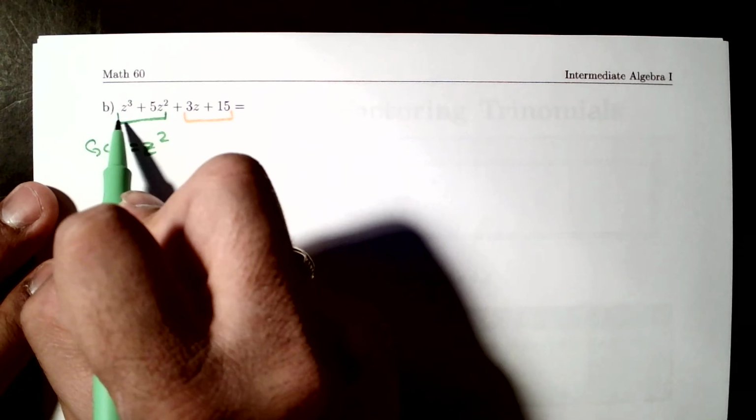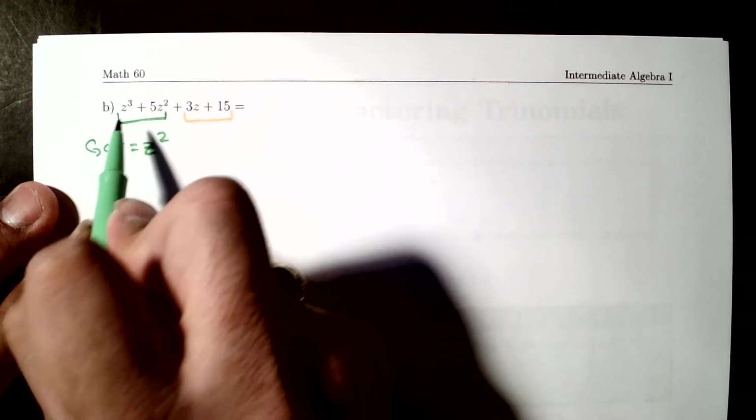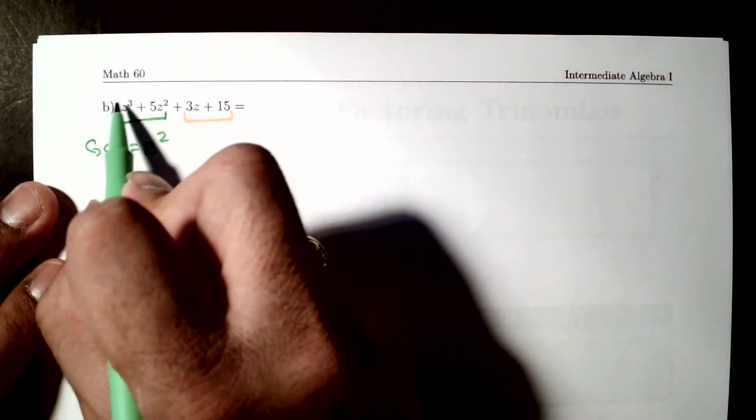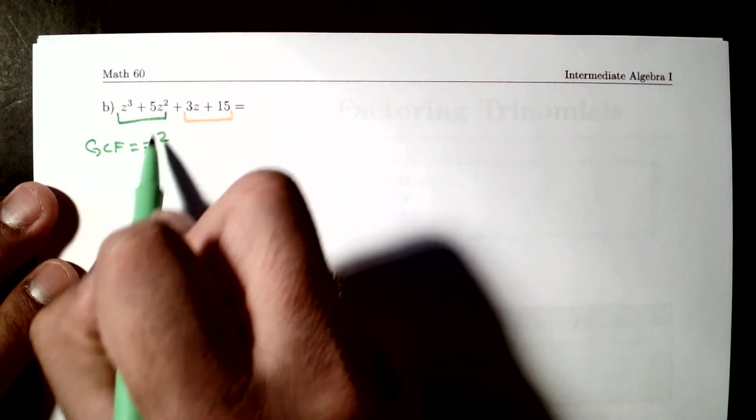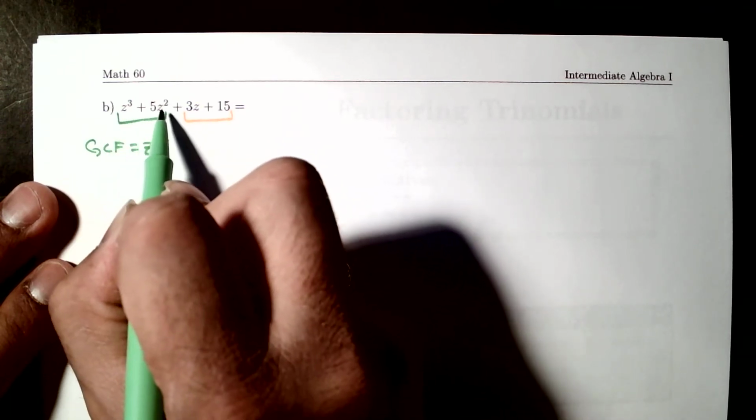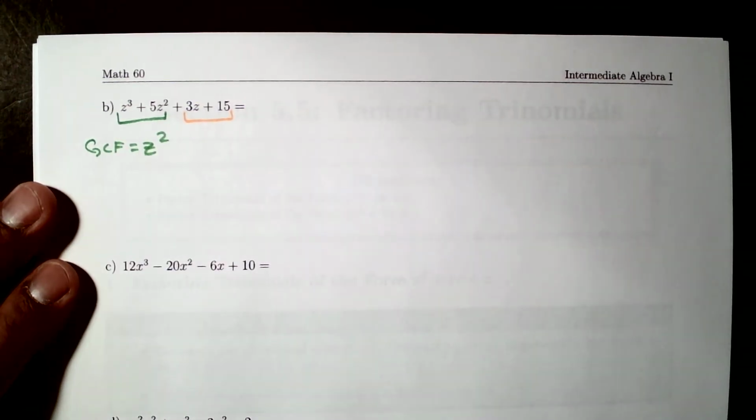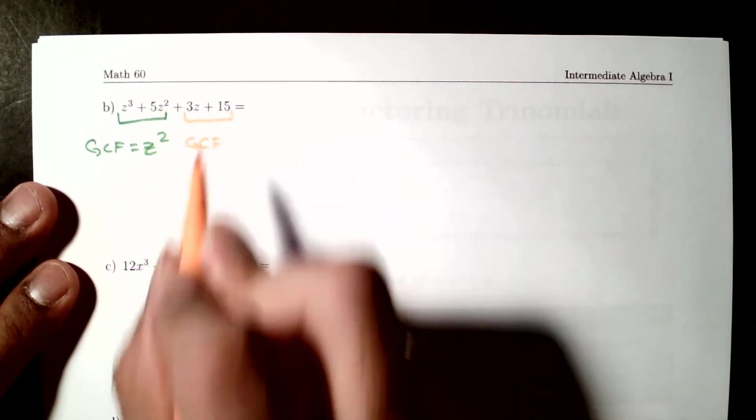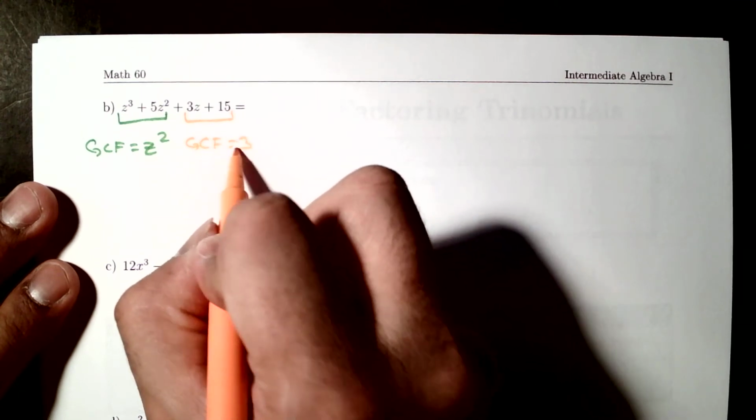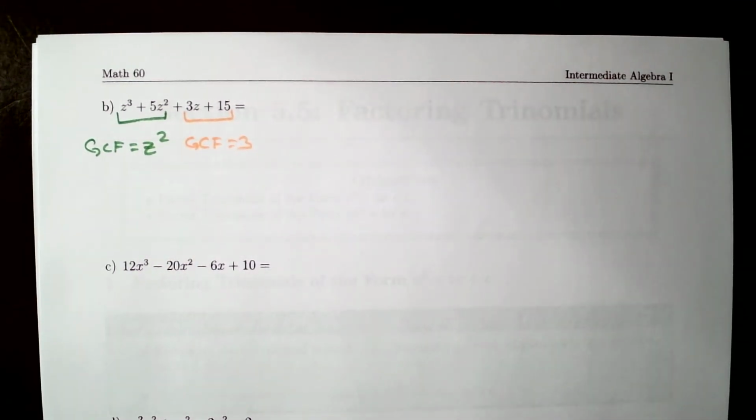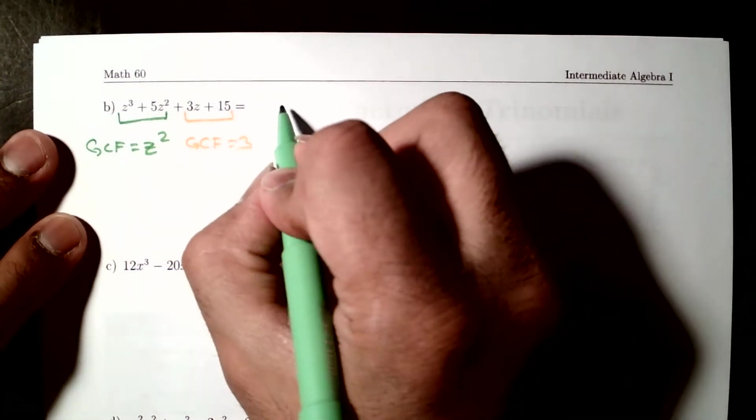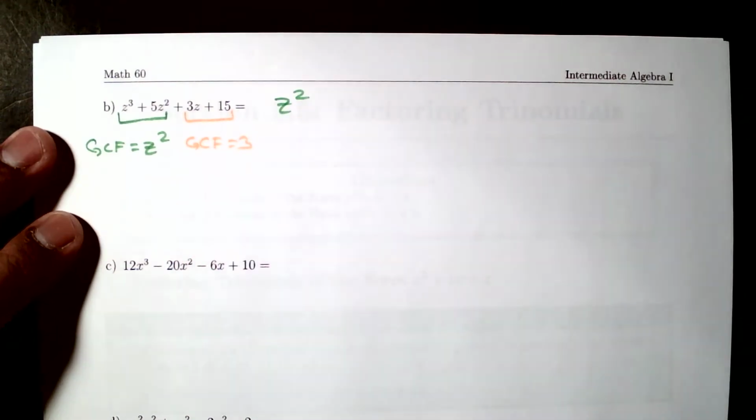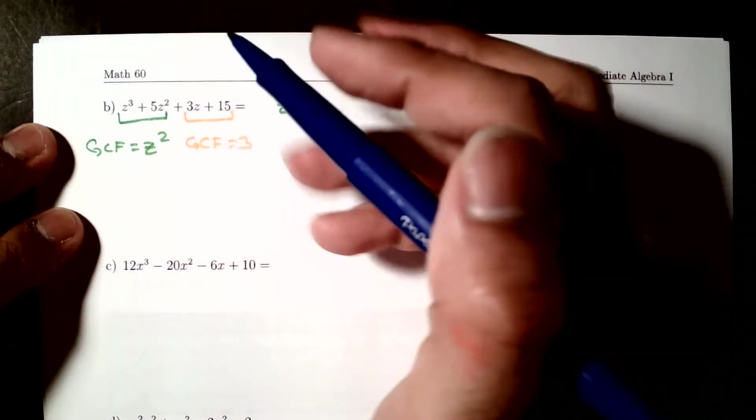In this case, the coefficients don't share anything, 1 and 5, but for the variables we factor out the lowest power that we see, in this case the squared. For the GCF of the orange group, that's the number 3. So how are we going to proceed here? z squared times what?